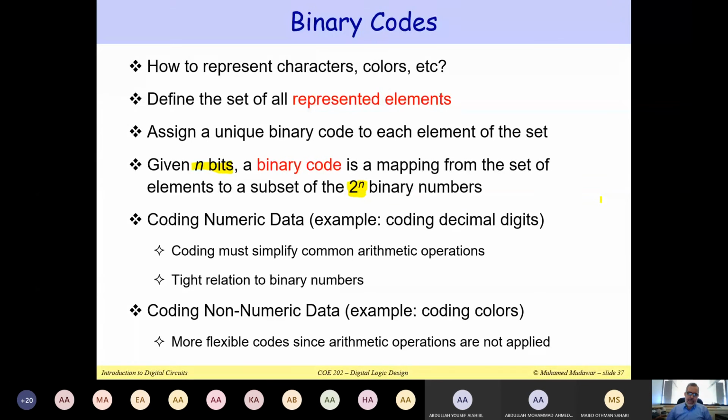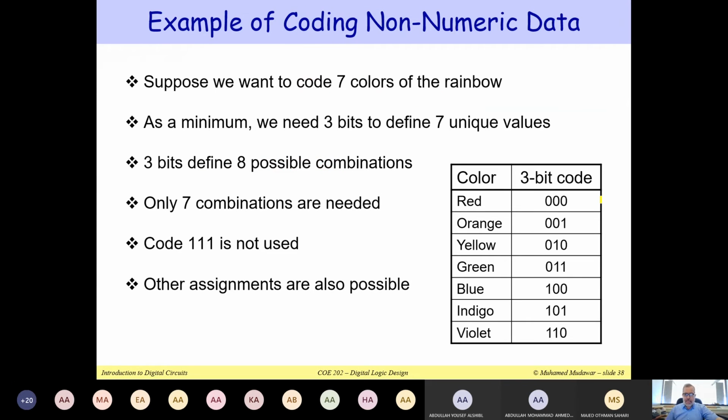For example, if we are dealing with characters, we can assign each character a code. If we are dealing with colors, we can assign each color a code. So this is how we can deal with non-numeric data. We can also do coding for decimal numbers, for decimal digits. We can use the same technique to represent decimal digits. I will also talk about this. Let me start first with non-numeric data.